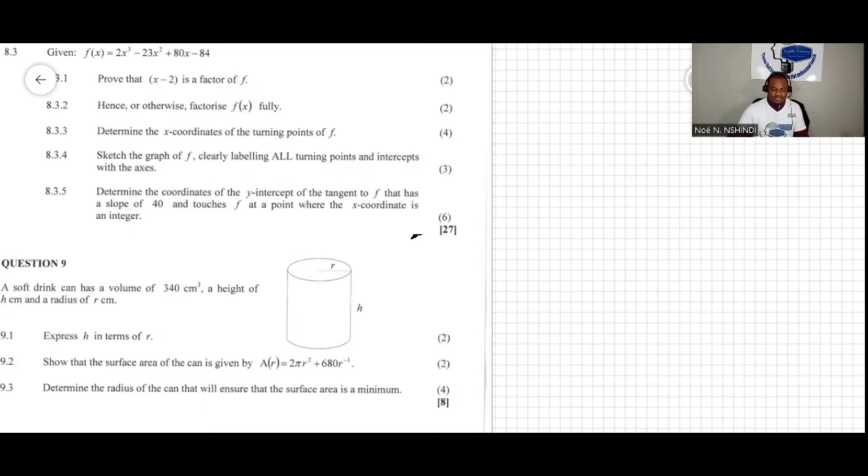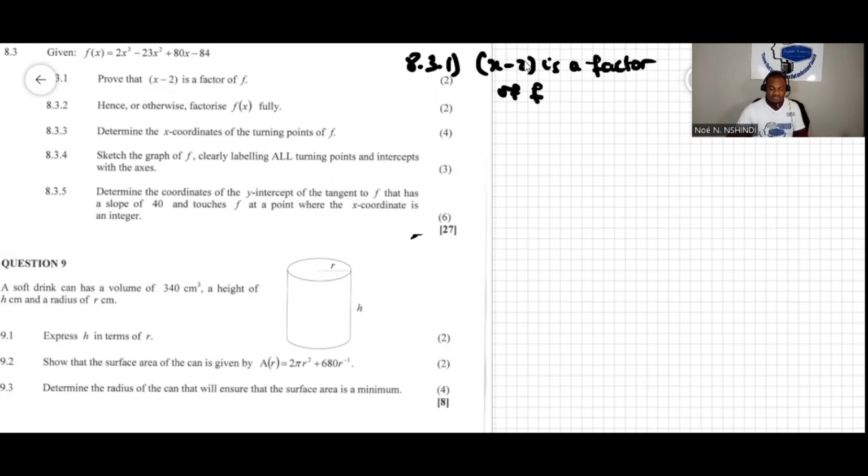Okay, I'm going to write here 8.3.1. We need to prove that x minus 2 is a factor of f. Well, we can determine that a linear function is a factor of a cubic function if the constant part here is the zero of the function.